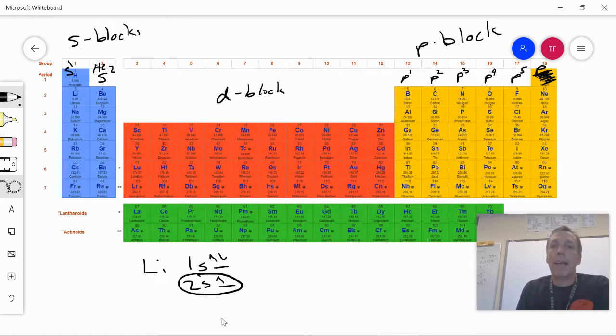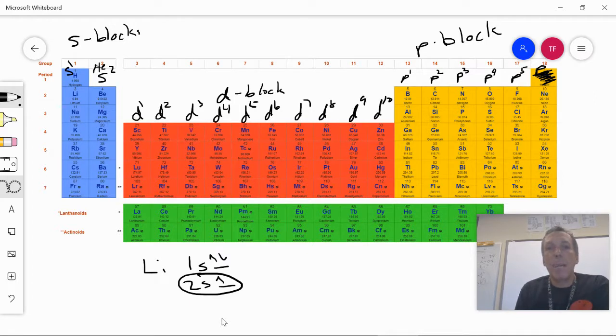The d block has every element ending in a d electron when it comes to electron configurations. This would be d1. Every element in this column ends with 1 electron in the d orbitals. Then d2, d3, d4, and I'm sure you can see the pattern here, d5, d6, d7, d8, d9, and d10. So that's the d block.